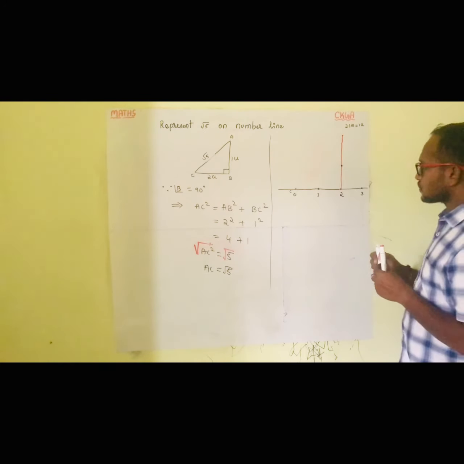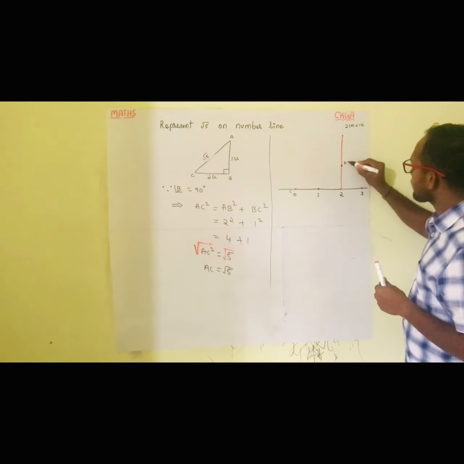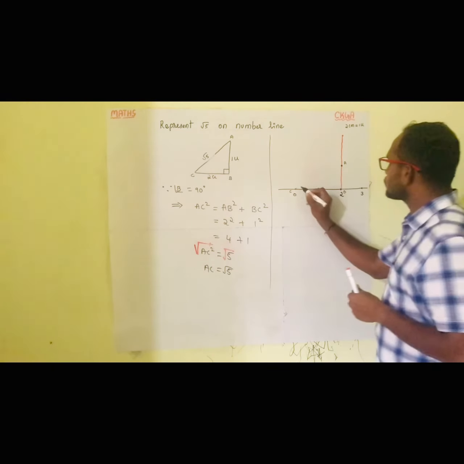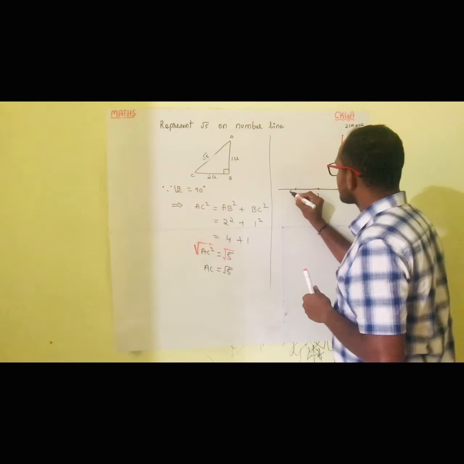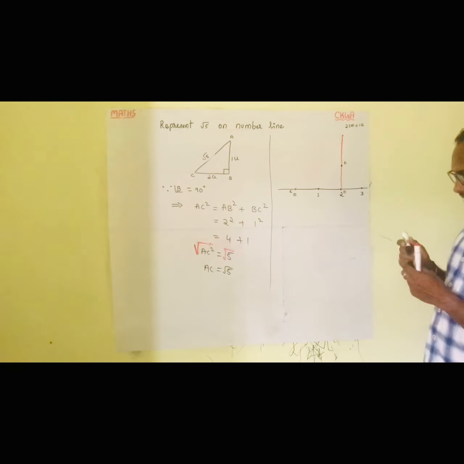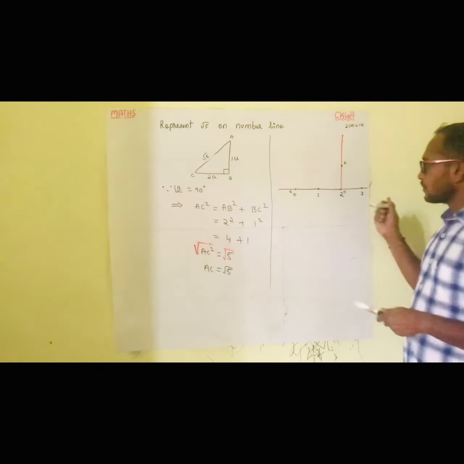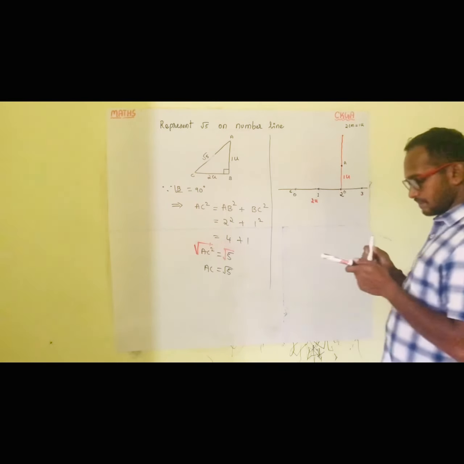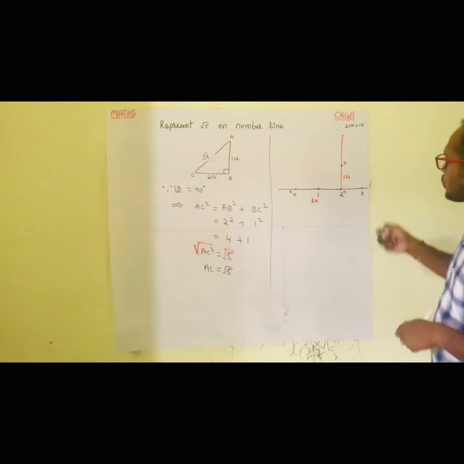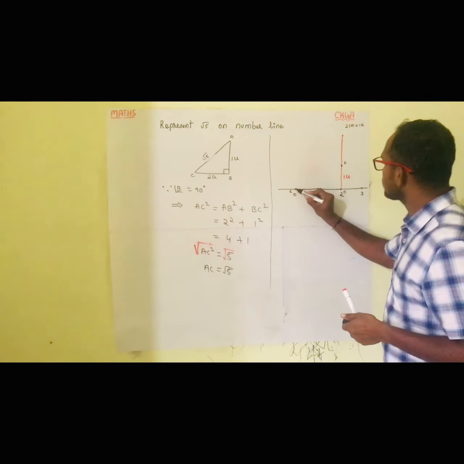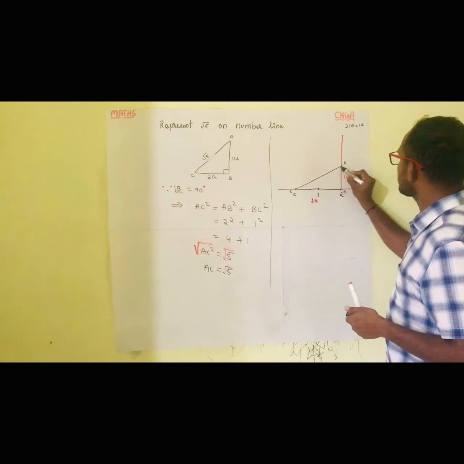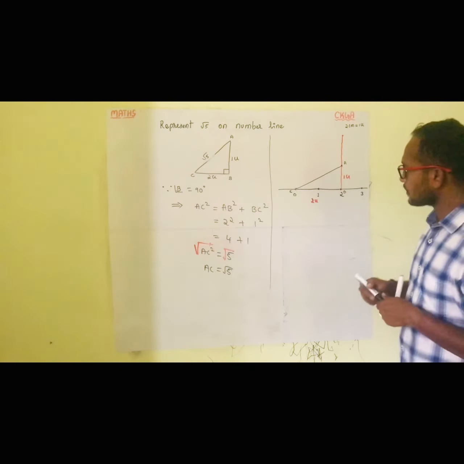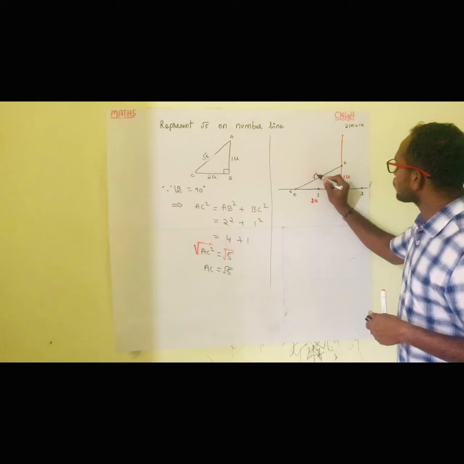I'll call this point A, this point B, and this point C. I already marked it, and it is helping me. Now I have taken 2 units here and 1 unit here. Now let me join AC. What is the length of AC right now? It should be root 5.